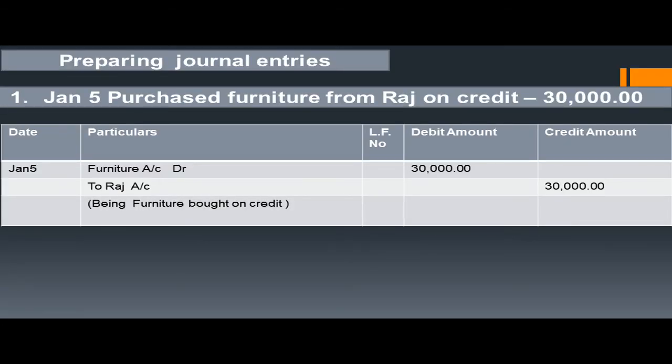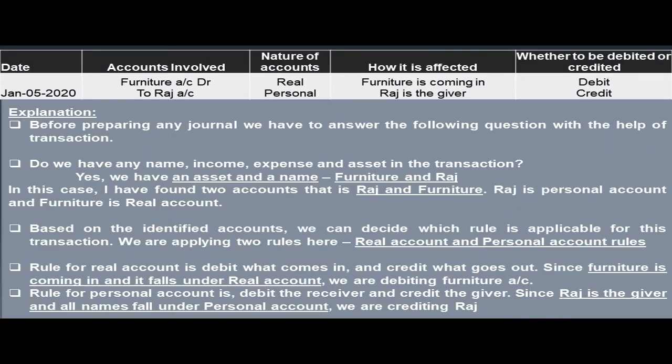The next transaction is purchased furniture from Raj on credit, 30,000 rupees. The journal entry would be furniture account debit to Raj account. The narration here is furniture bought on credit. As usual, in the date column I have mentioned the transaction date, and in the debit column the debit amount, in the credit column the credit amount. Now we will see the explanation of this journal.